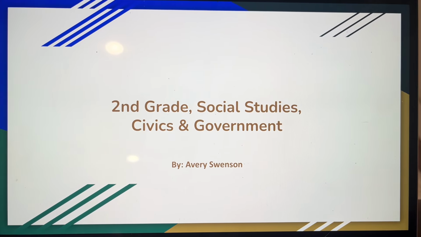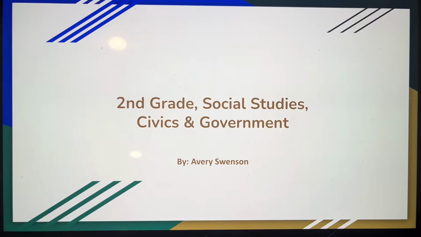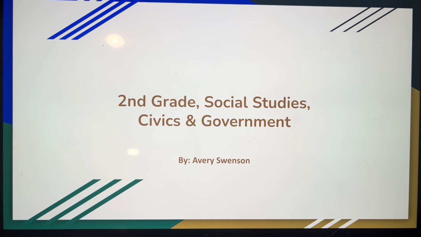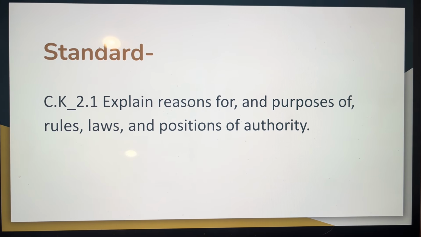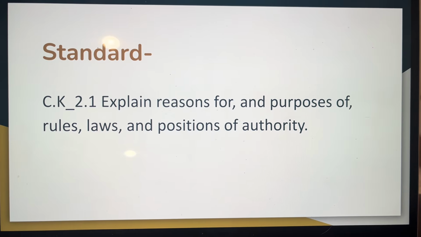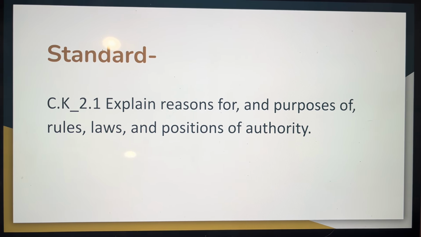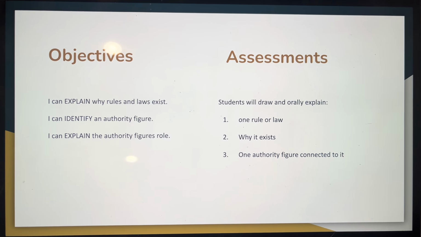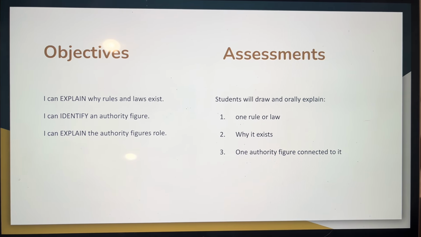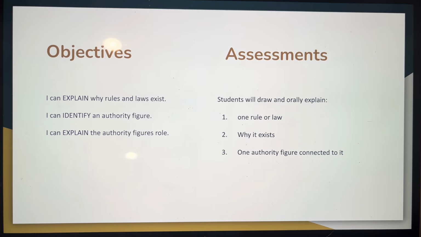Hi, I did my Jigsaw lesson on second grade social studies, civics and government, by Avery Swenson. The standard I used was: explain reasons for and purposes of rules, laws, and positions of authority. The objectives are: I can explain why rules and laws exist. I can identify an authority figure. I can explain the authority figure's roles.